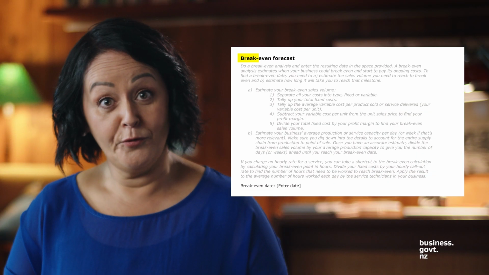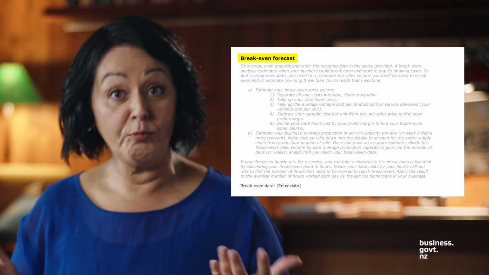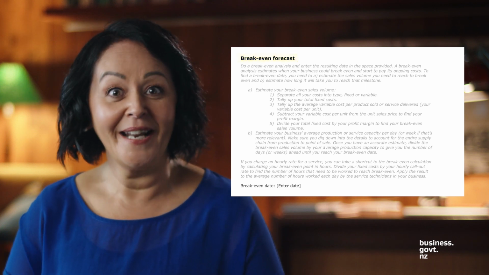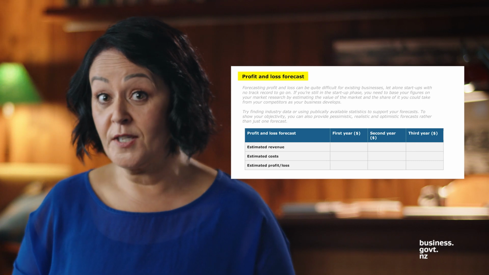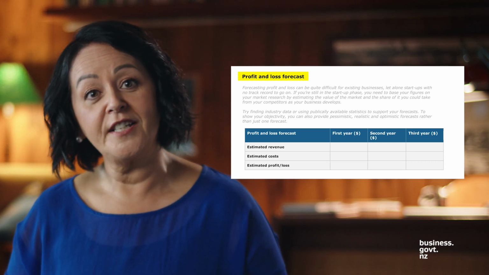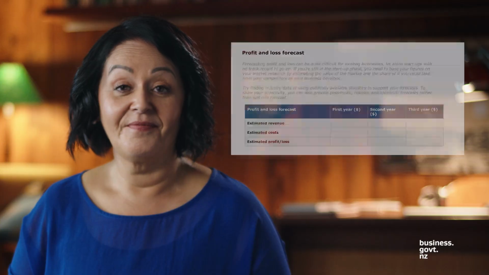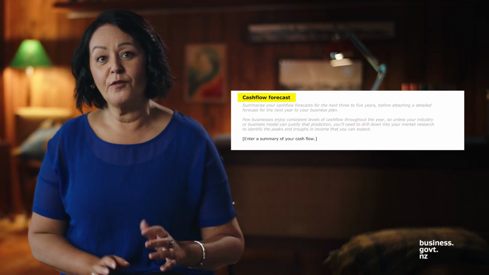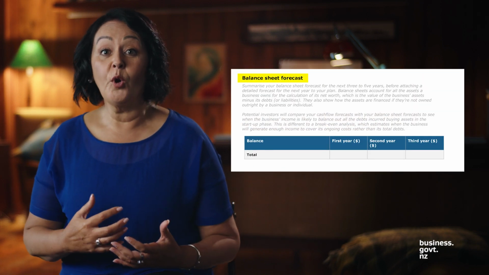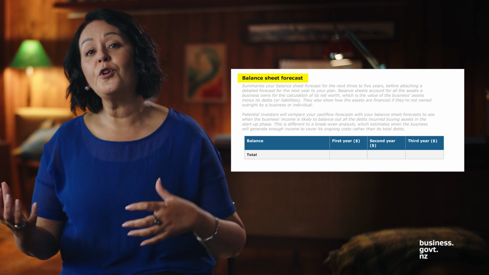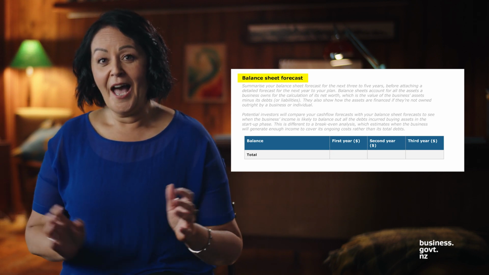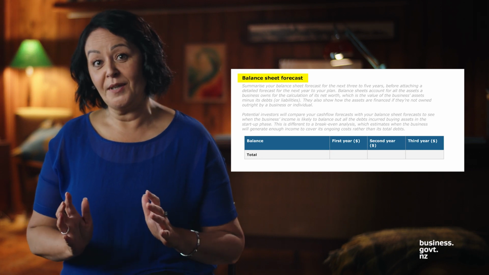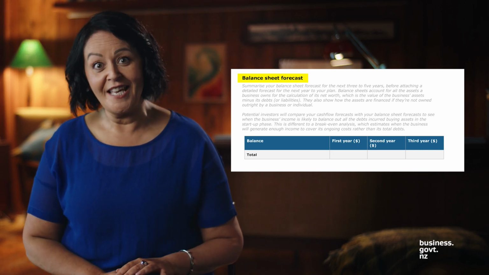Our template covers 4 forecasts. A break-even forecast estimates when costs will equal revenue and a business starts to make money. A profit and loss forecast estimates how much profit or loss you're likely to make. A cash flow forecast looks at the pattern of money going into and out of your business over time. A balance sheet is a table showing what your business owns and what your business owes. A balance sheet forecast is an estimate of that table for each of the next few years.